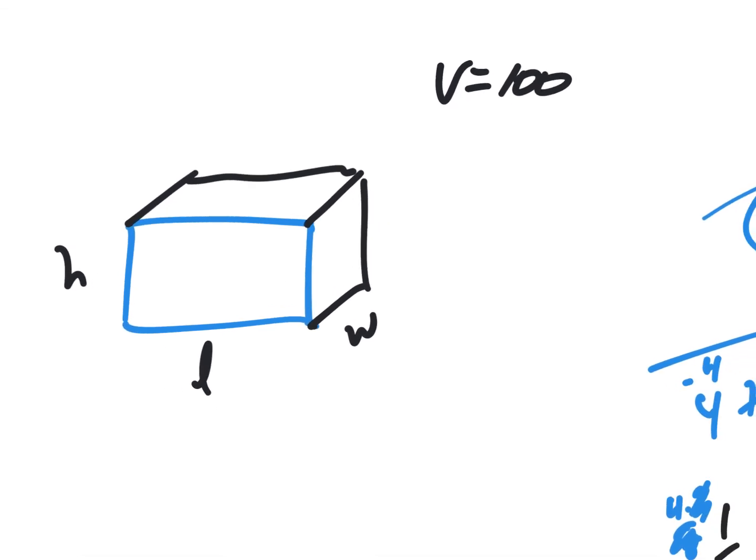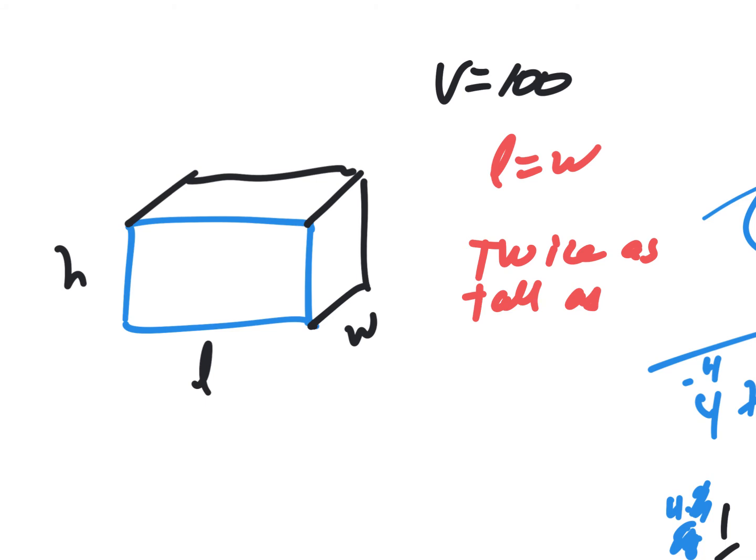And imagine you're designing the box and your boss says, hey, I really think it'll look nice if the bottom of the box is a square. So we're going to say that the length equals the width. And then I think it would look especially nice if it was taller than it is wide. In fact, let's make it twice as tall as the width. You should be able to set that up.